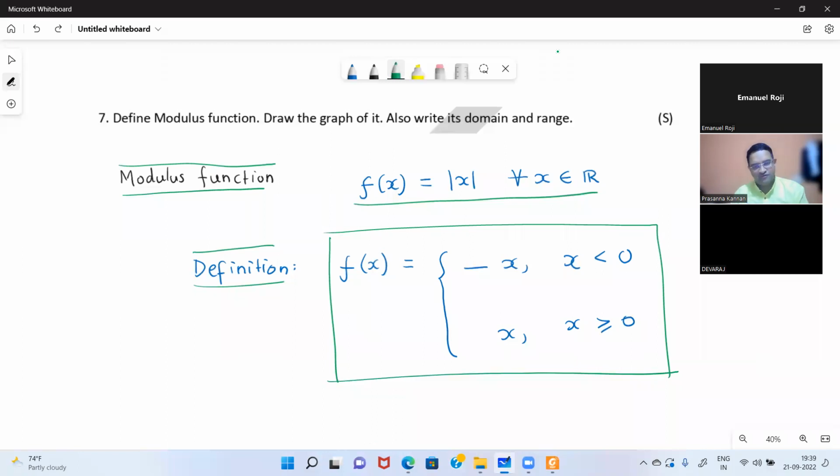So modulus function f of x is minus x whenever x is less than 0. When x is greater than or equal to 0, then it becomes simply x. So that's the way we define it. And it is always greater than or equal to 0. Your mod x is never negative. Okay. Graph of it, that's important.